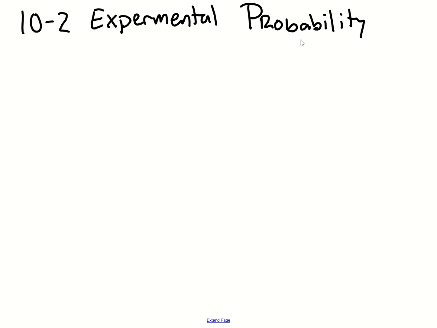All right, welcome back to math. Today, we're going to talk more about probability, specifically experimental probability. So, the difference with experimental probability and regular probability is that experimental probability is based upon information that you have gathered yourself to try and get something about.